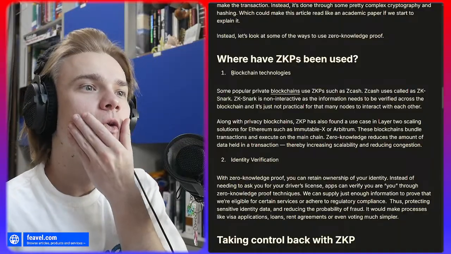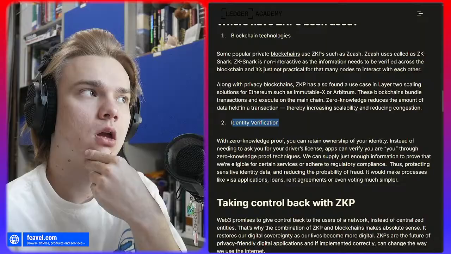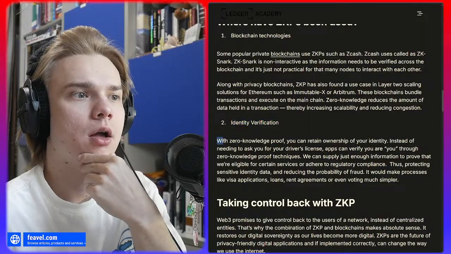Where have ZKPs been used? Blockchain technologies and identity verification. I'm kind of interested in this.